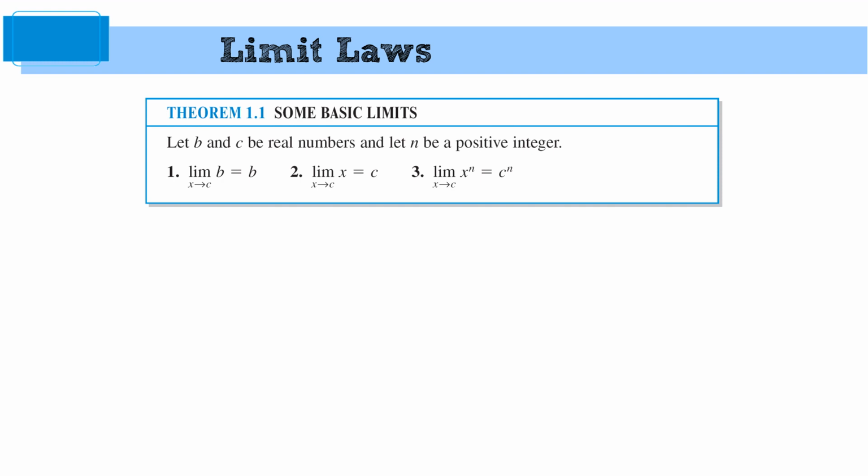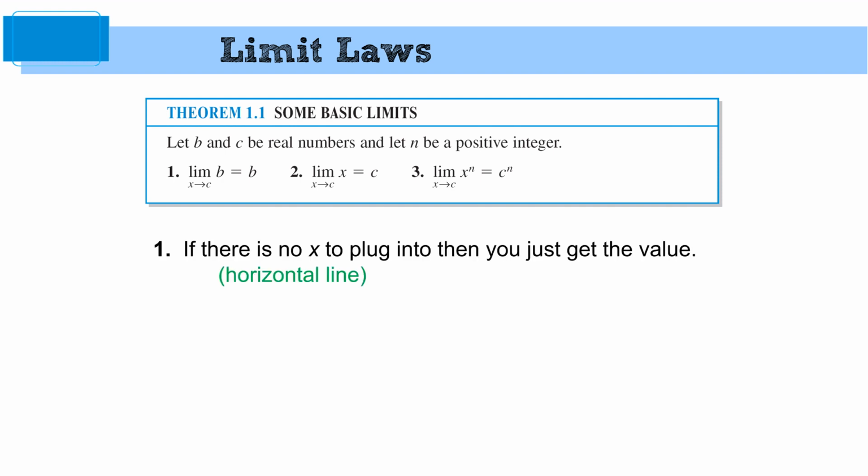Outstanding. At where? Good. That function, b, is a horizontal line at b. It doesn't matter where you choose an x value, the y value, which is what a limit is, will always be that same value. Okay? Well done, thank you very much.